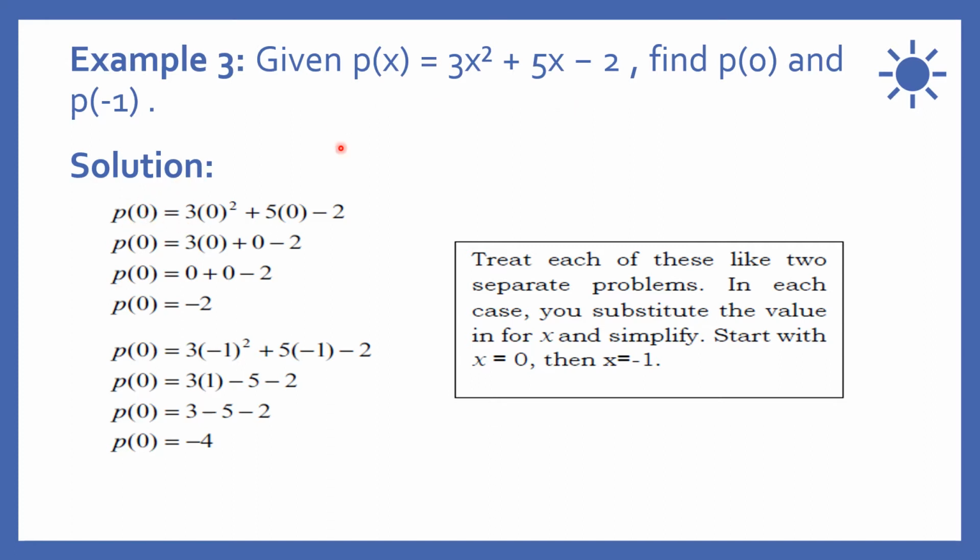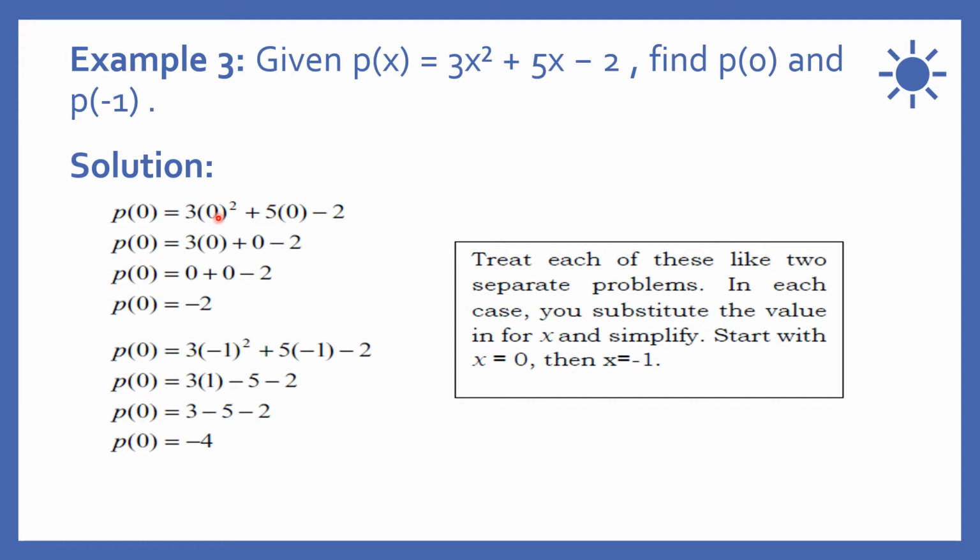So, p of 0 equals 3 times, substitute niyo yung 0 sa x, kaya 0 squared plus 5, may x ulit dito, times 0 ulit yan, minus 2. Basta lahat ng x papalitan niyo kung ano yung given value niya. Since in this case, 0 yung value, yung dalawang x na to, pinalitan natin ng 0. And then, perform the operation.